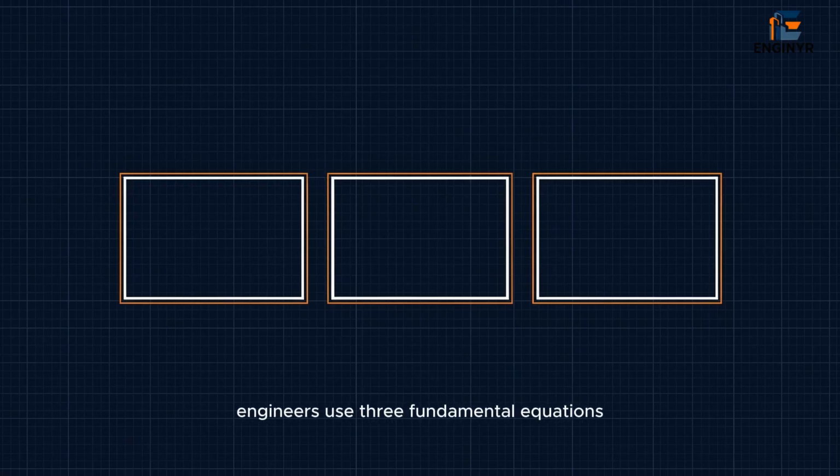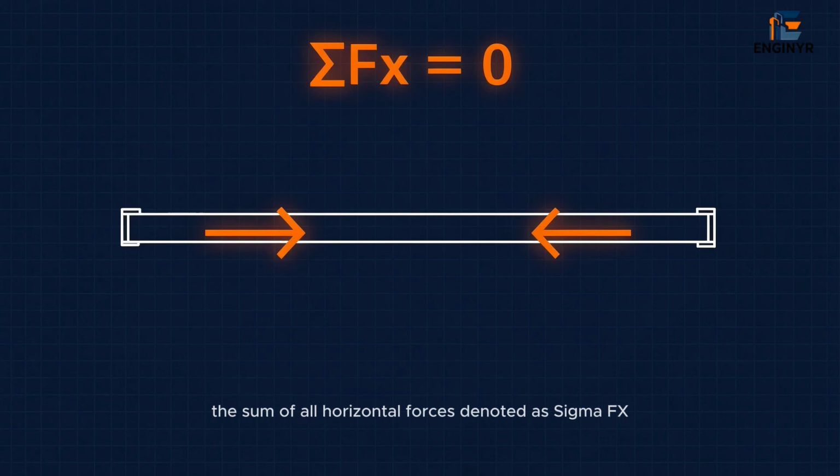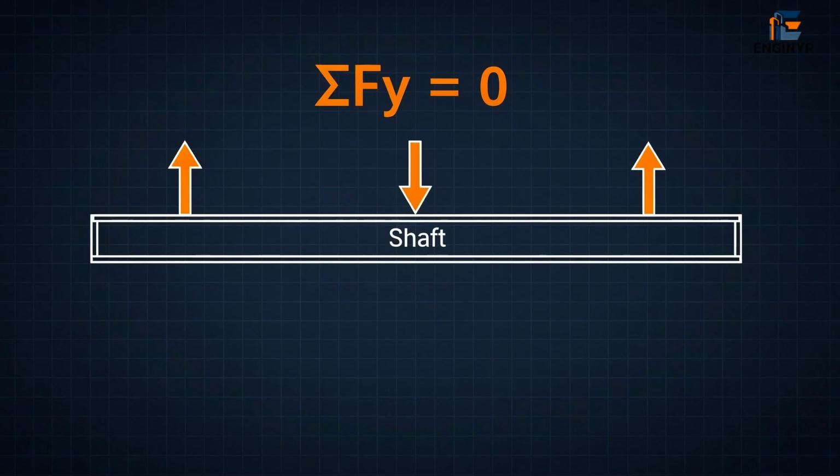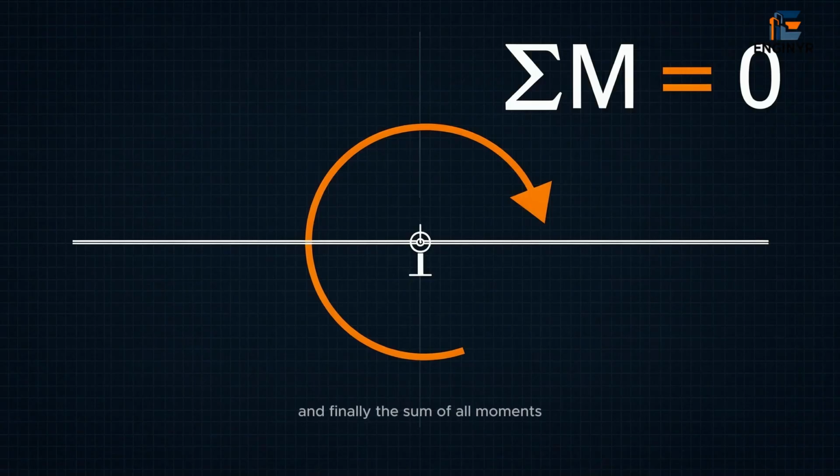Engineers use three fundamental equations to ensure this balance in two-dimensional space. First, the sum of all horizontal forces, denoted as sigma Fx, must equal 0. Second, the sum of all vertical forces, sigma Fy, must also equal 0. And finally, the sum of all moments or rotational forces about any point, sigma M, must equal 0.